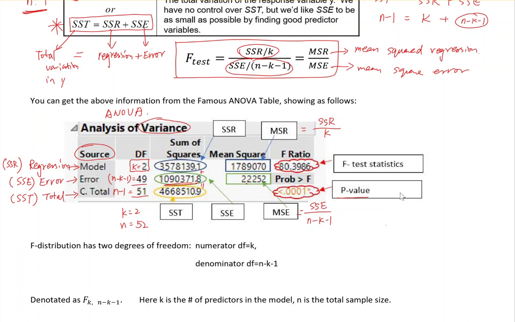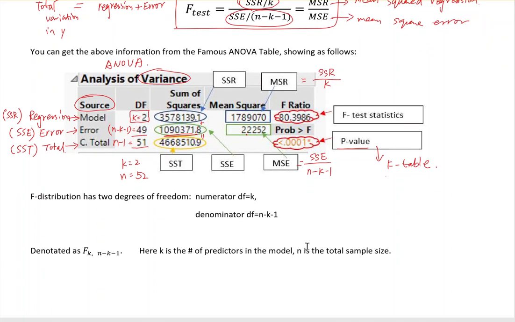So this p-value is based on the F table, right? Here I will not ask you to find the p-value based on the F table, because I can show you what the F table is. But before you look at the F table, we need the F distribution, right? The F distribution has 2 degrees of freedom. We have the numerator degree of freedom and the denominator degree of freedom.